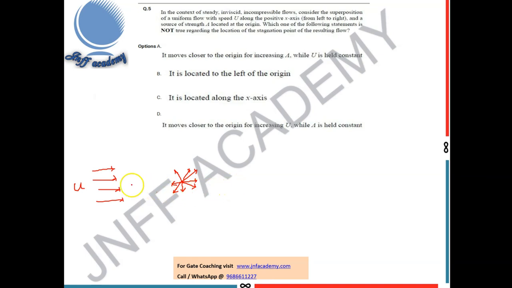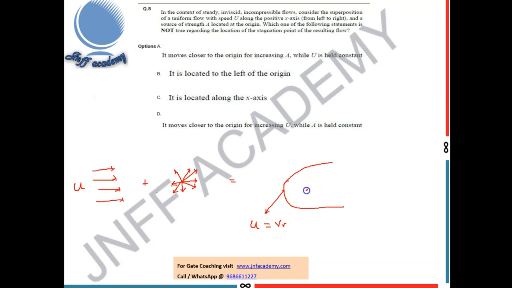What they are trying to say is, when you superimpose these two, we know that we have studied in potential flow that the superposition of these two will give you the half Rankine oval. It will give you a flow like this, a half Rankine oval. So this will be the stagnation point, which is defined as the point where the free stream velocity, which is U, will be equal to the radial velocity of the source, Vr.